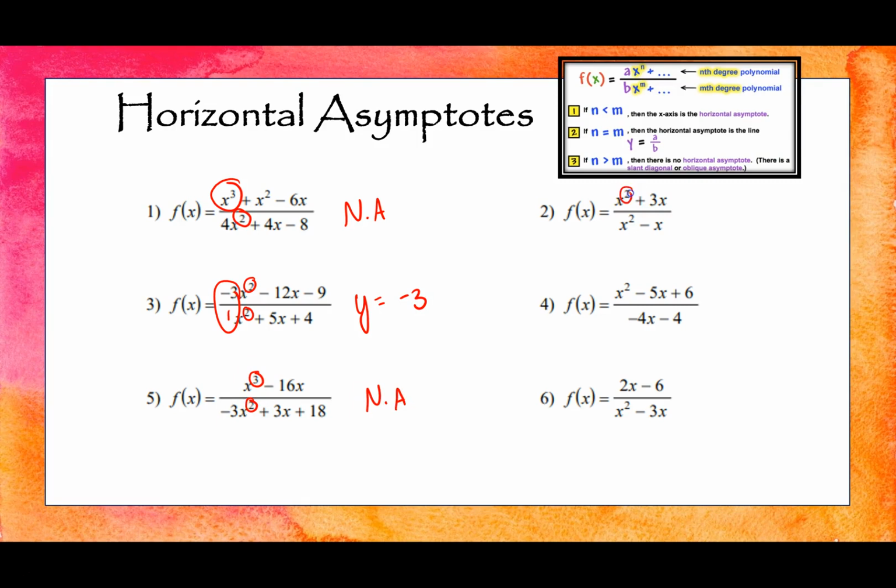Here I have a perfect match, so I'm going to have 1/1. Okay, here I have a numerator that is a bigger exponent than my denominator, so that's no asymptote. And lastly, we have the denominator being bigger than the numerator. That's actually case 1, where we have a horizontal asymptote at the x-axis. Or if you want, you can call this an asymptote at y equals 0.